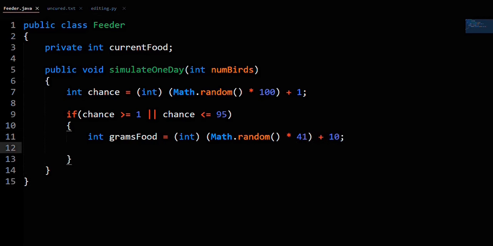On this one given day that you were simulating, the number of birds passed into the function will each eat the number of grams of food we just generated on this previous line. So, current food equals current food minus grams food times the number of birds.